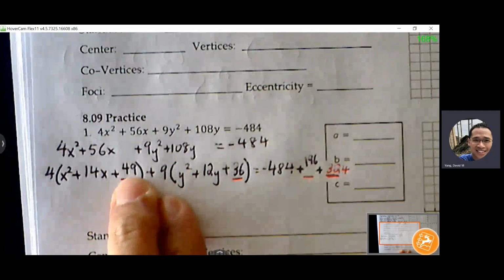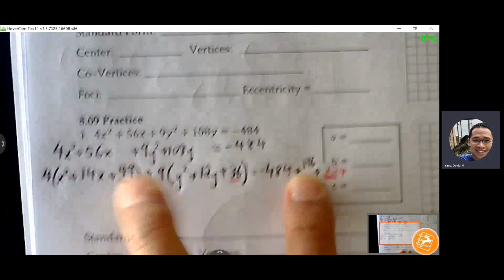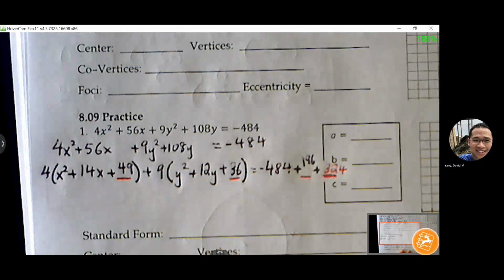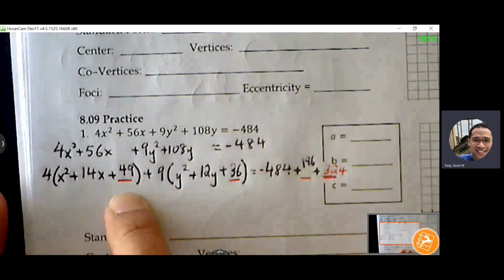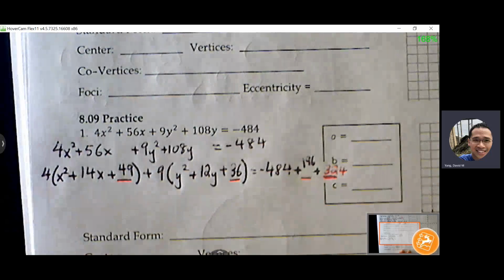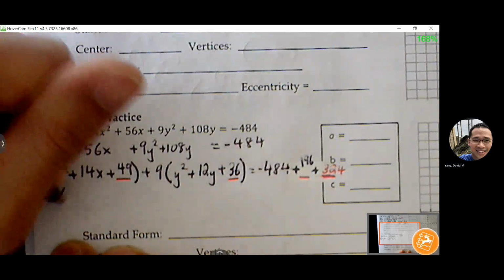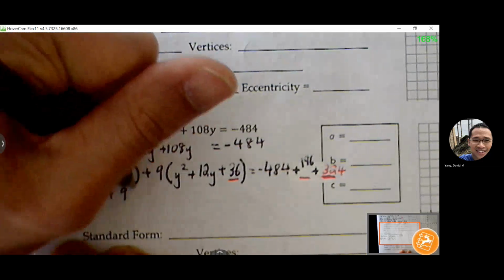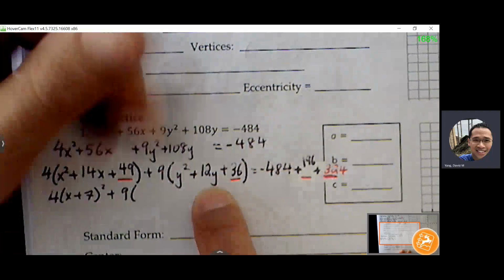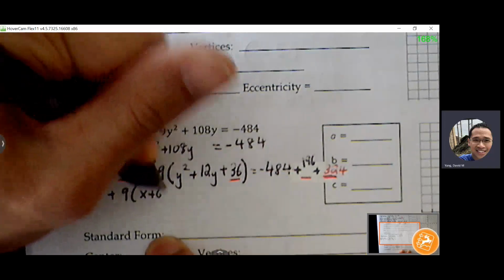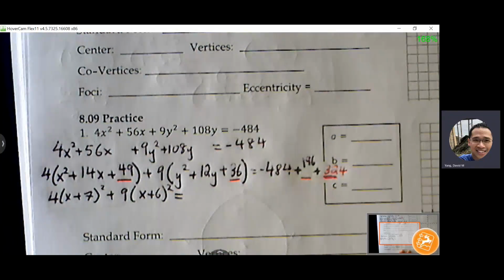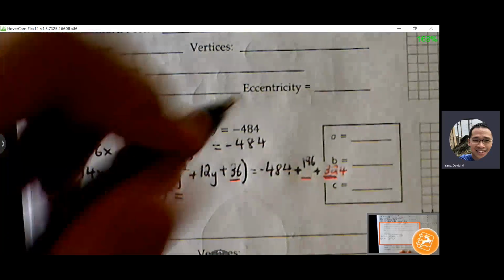So 49 goes in the first space. On the other side, I have 196. 36 goes in the second space, but 324 shows up as the second space. Okay, complete the square, multiplies to be 49, adds to be 14. That's going to be 7 and 7. Multiplies to be 36, adds to be 12. That's 6 and 6. And then negative 484 plus 196 plus 324.